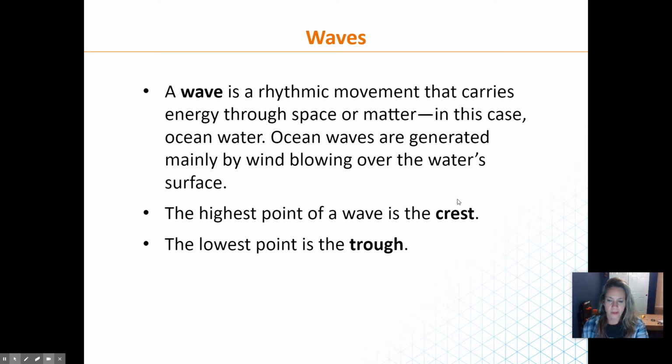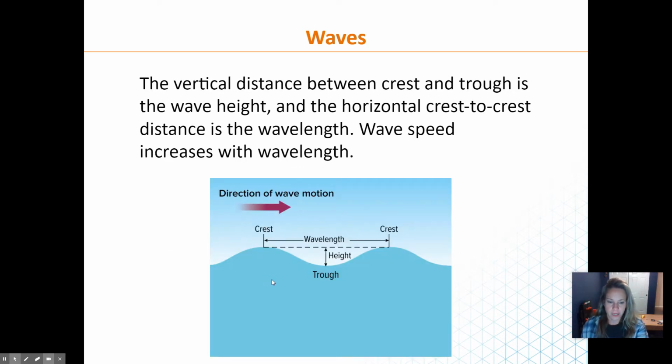The highest point of the wave is called a crest, and the lowest point of a wave is called the trough. So here's the diagram of what that looks like. We've got the crest, which is the highest point of the wave. If we measure from crest to crest, that would be the wavelength. And then the trough is the lowest point, just like a trough a pig would eat out of. It's this low bowl. So that's the trough, and the crest is the peak.